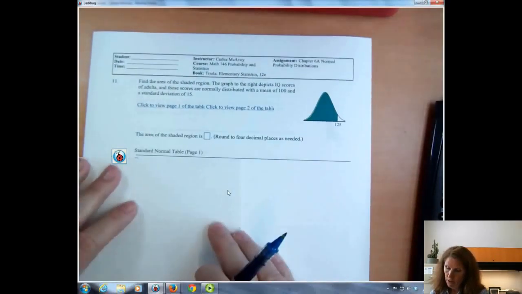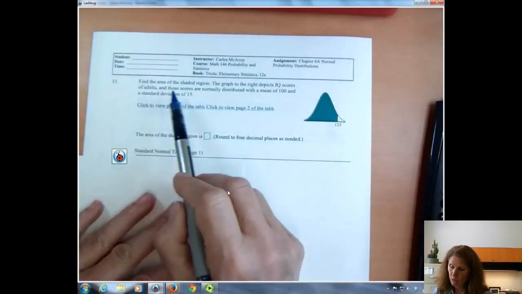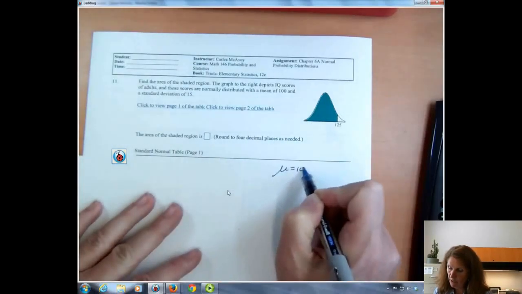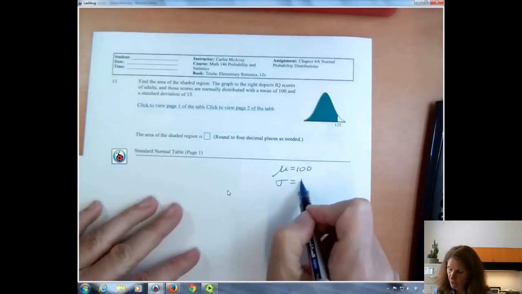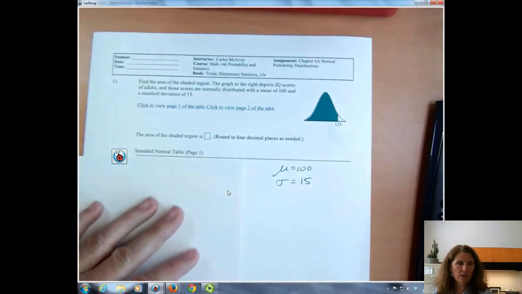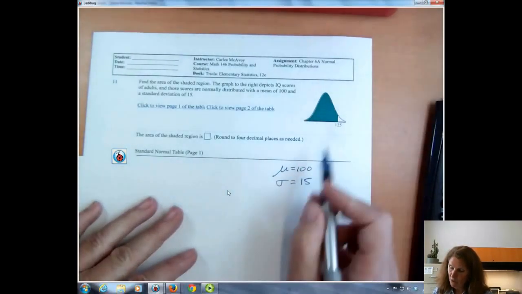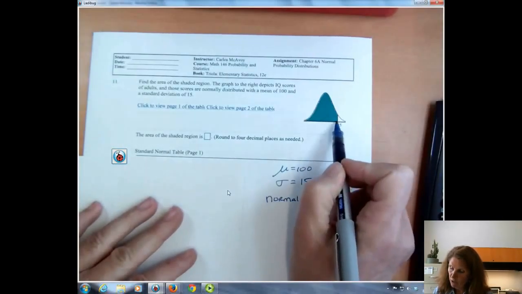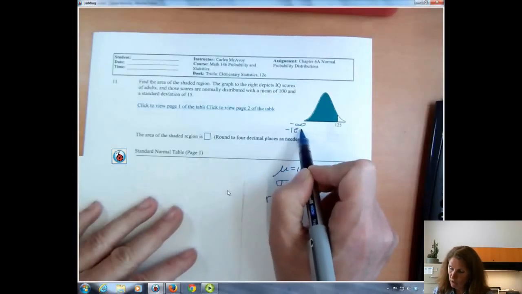Okay. Find the area of the shaded region. The graph to the right depicts IQ scores of adults, and those scores are normally distributed with a mean of 100. Something's new here. We don't have a mean of 0, and we have a standard deviation of 15. So when I put that into my calculator, I need to do that instead of 0 and 1. But when I want to find the area, I'm still going to use normal CDF. And I'm going to say it's everything to the left of that, which is going to negative infinity, which we always call negative 1 E to the 99th on our calculator.